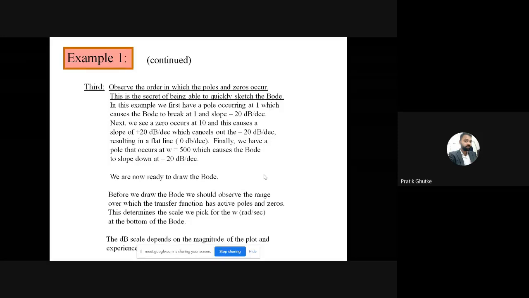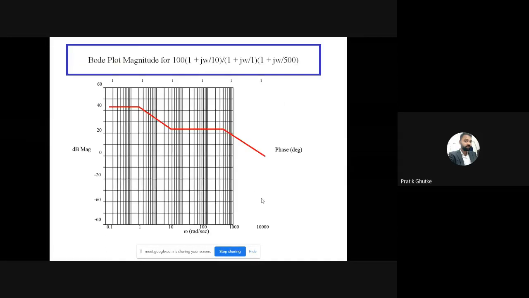The dB scale depends upon the magnitude of the plot and experience. So now the transfer function of our example was 100 times (1 plus j omega by 10) divided by (1 plus j omega by 1) times (1 plus j omega by 100) times (1 plus j omega by 500). So how will the Bode plot of our example look? Now see, I know the pole zero mapping also.